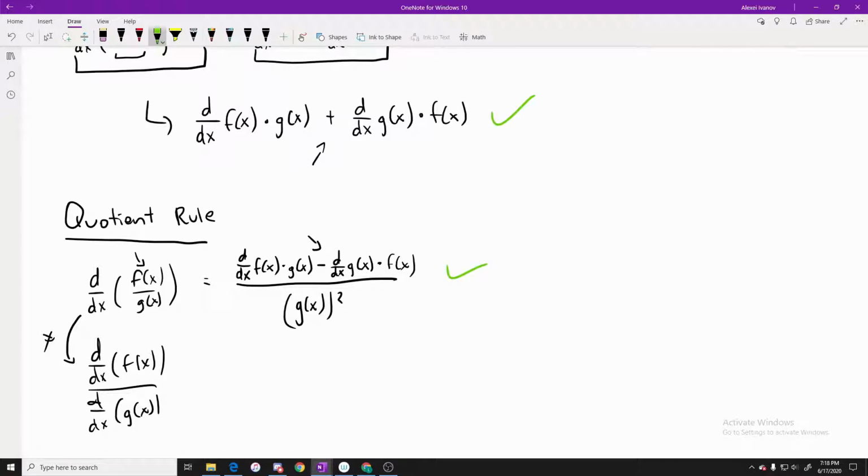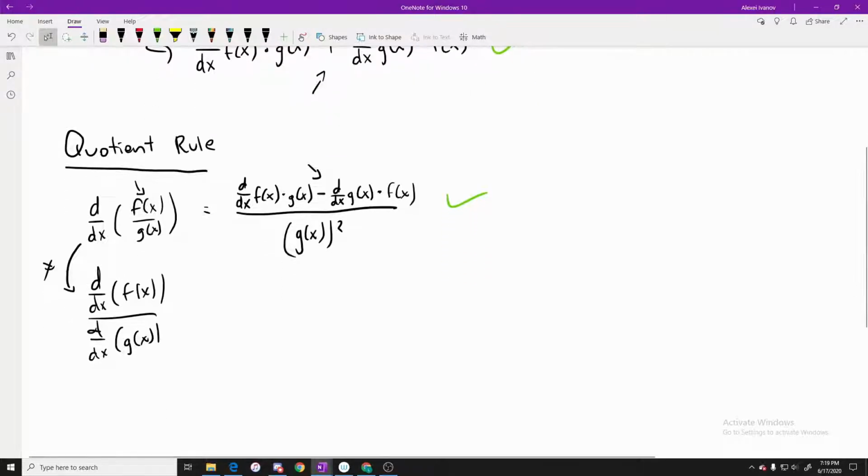So these are the formulas for the product rule and quotient rule. It's pretty simple, there's not much to it. It's just a formula, you kind of got to remember it. And so we'll go over two worked examples of how to apply this.